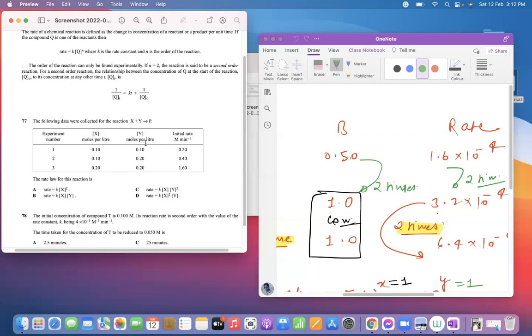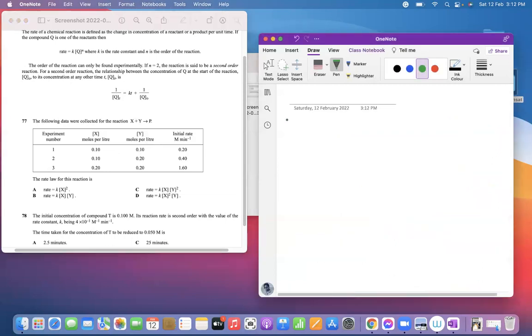Listen to me again, I am saying if your concentration becomes 2 times, rate becomes 2 times, then first order. If concentration becomes 2 times, rate becomes 4 times, then second order. If concentration becomes 2 times, rate becomes 8 times, then third order. So suppose I am talking about X, then you have to keep Y constant. Y is constant between 2 and 3 experiment, means the value is 0.2 and 0.2. This is constant.